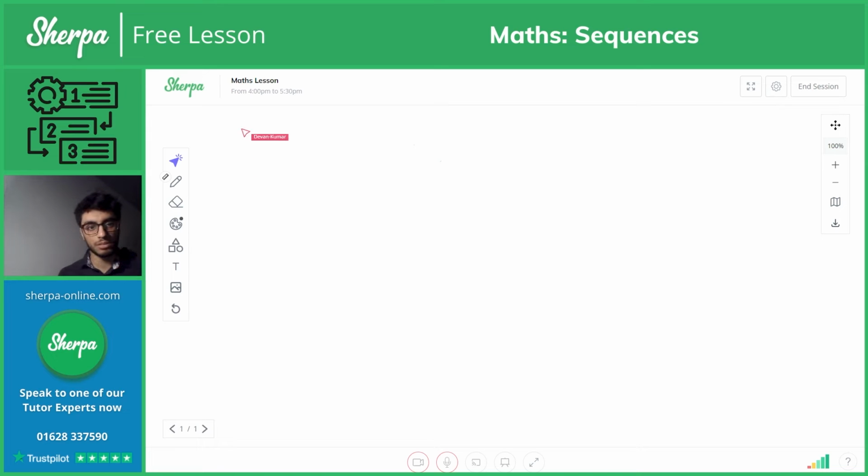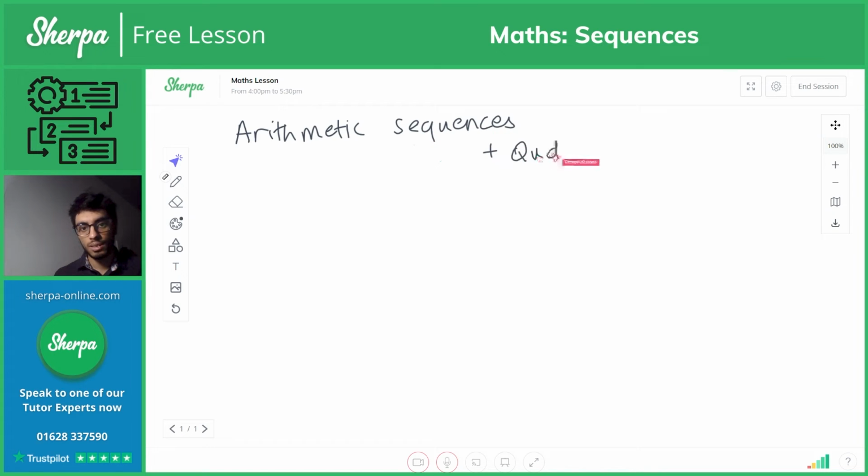We can start off with arithmetic sequences, right? And then we're going to move on to quadratic sequences. And I'll explain exactly what these are and what it is that I want to present to you today, because I believe the current method shown in terms of how to solve quadratic sequences is just not efficient.